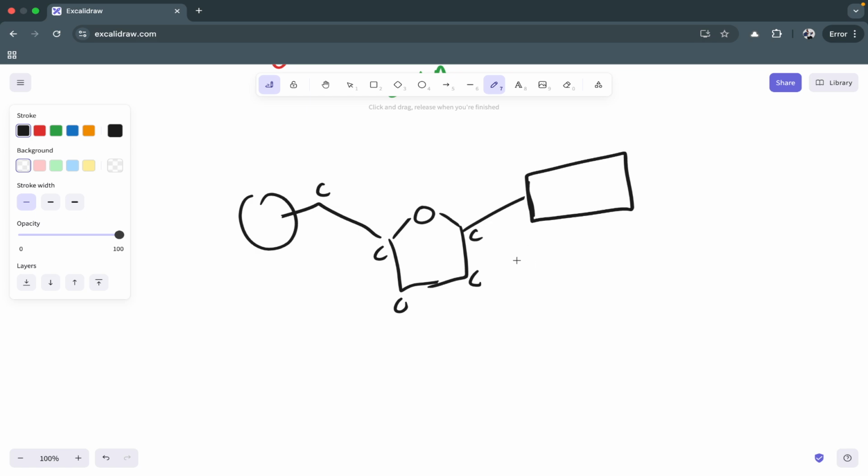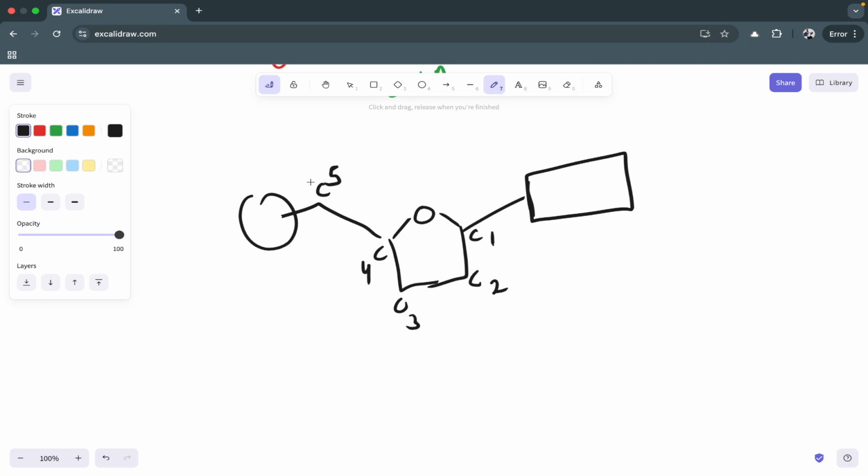There is a convention which numbers these carbon atoms, which starts from the carbon atom which is connected to this base. So this carbon atom is directly connected to the base. We'll start our numbering from here and go in the clockwise manner. So this is my carbon number 1, carbon number 2, carbon number 3, carbon number 4, and carbon number 5.